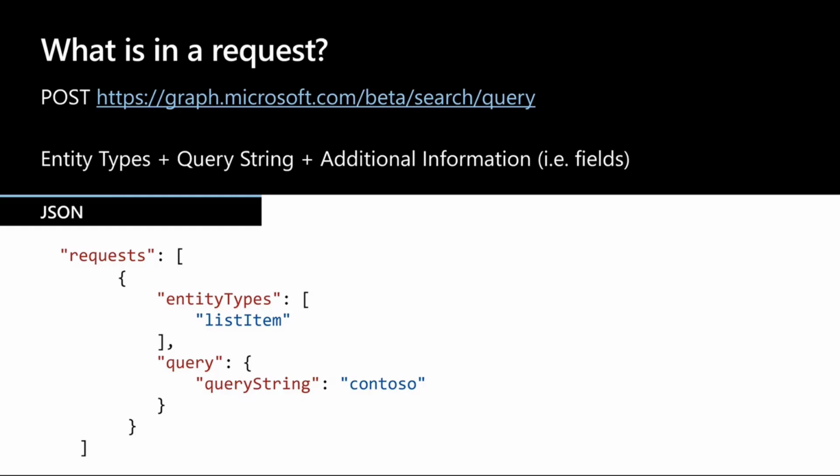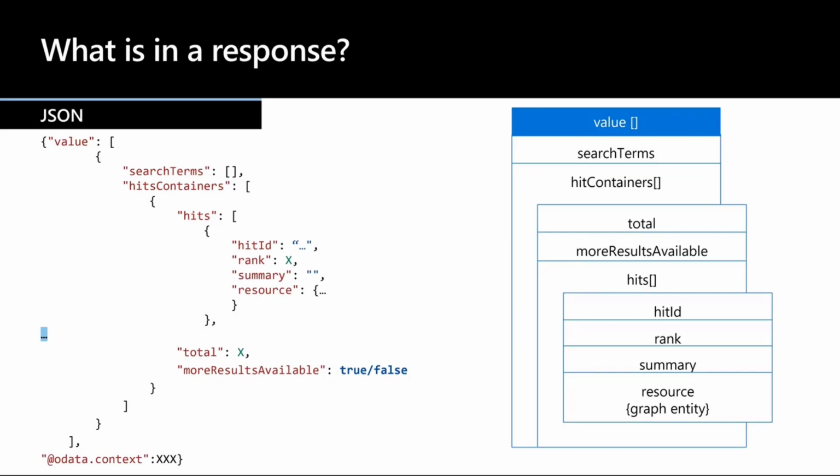You can see that there's an entity type specified here, and there's also a query string specified. And then I'll show you examples of how you can leverage fields too. So that is what goes into a request. And now for the response. Once you take that request and submit it, what are some of the things that you can expect to get back in a response? You're going to get your classic search terms, which are broken down. It will take the query string and break it down into search terms.